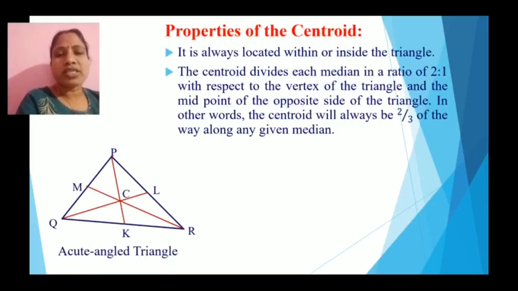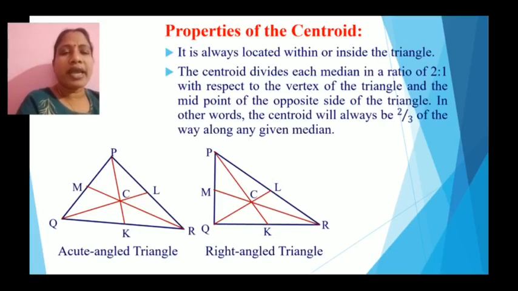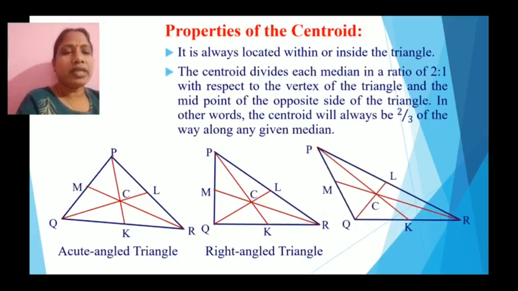So this is the centroid for an acute angle triangle, and here in this figure PQR is a right triangle and C is the centroid. In this figure PQR is an obtuse angle triangle and C is the centroid.